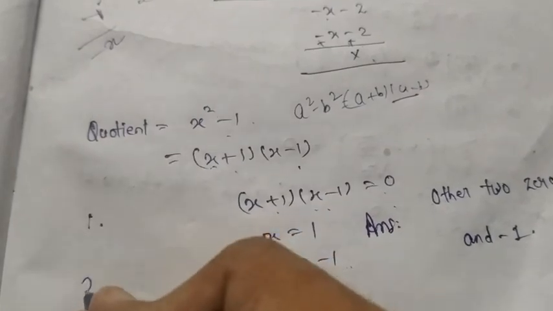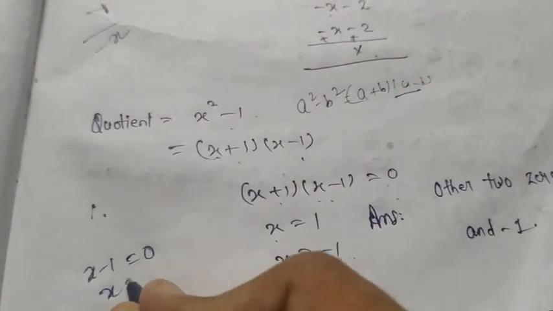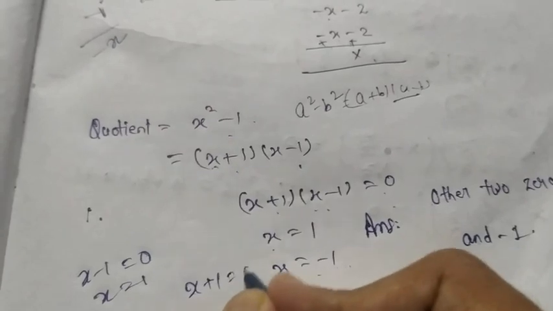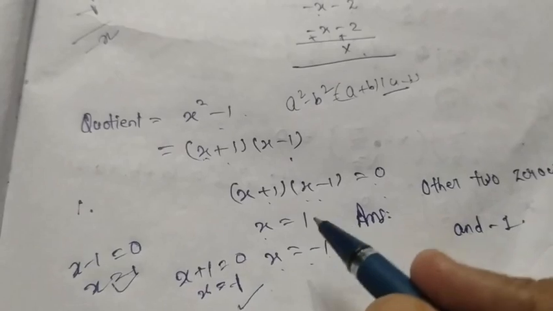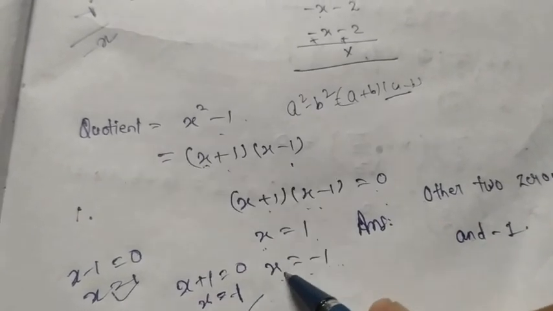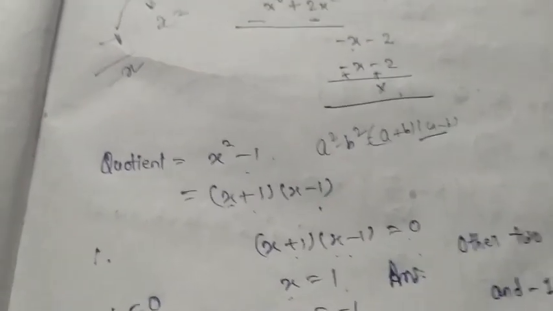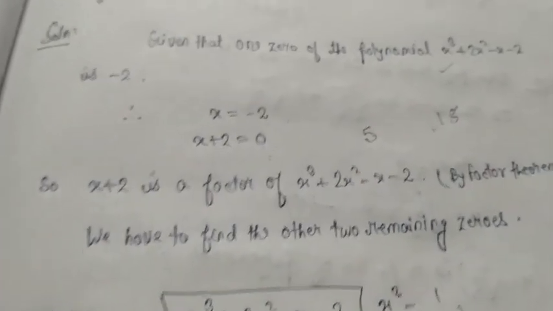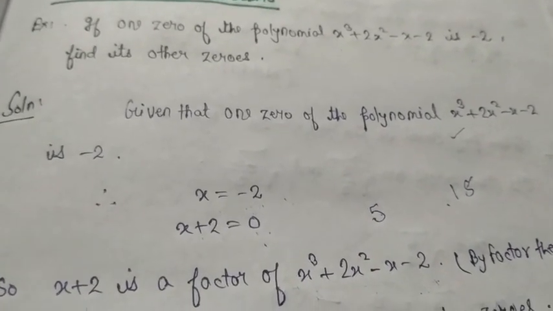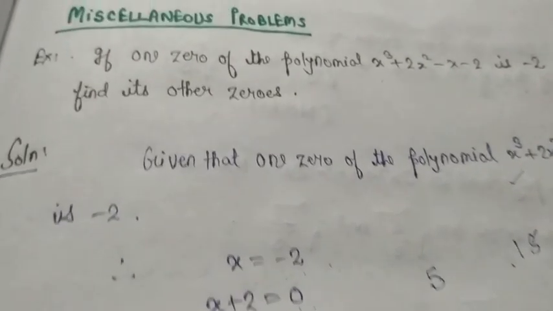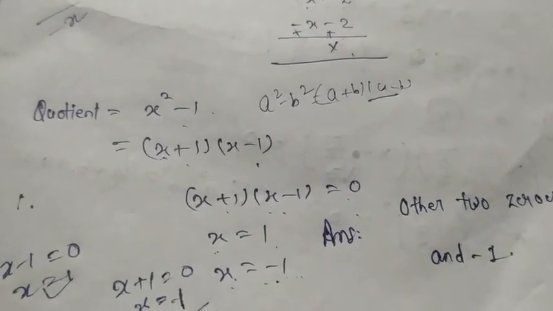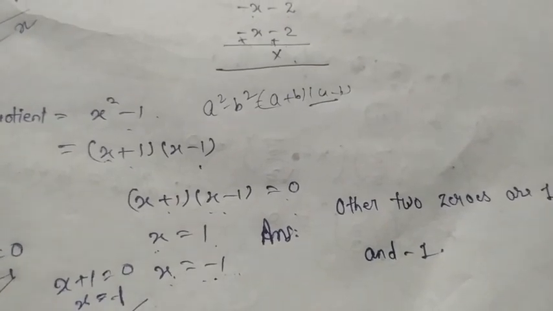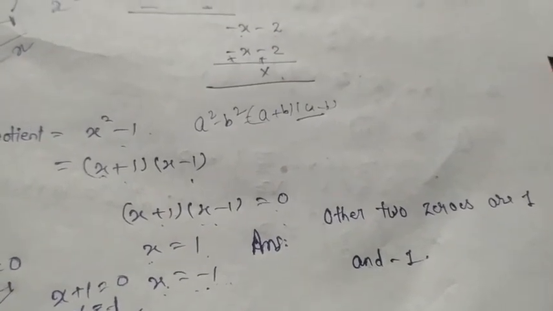First you will put x minus 1 equal to 0, so you will get x equal to 1. And when you put x plus 1 equal to 0, you will get x equal to minus 1. So two values you got. So listen children, in the whole process, one zero was minus 2. See, in the question, one zero was minus 2, and when I solved it, the other two zeros were 1 and minus 1. So the answer is: the other two zeros are 1 and minus 1.